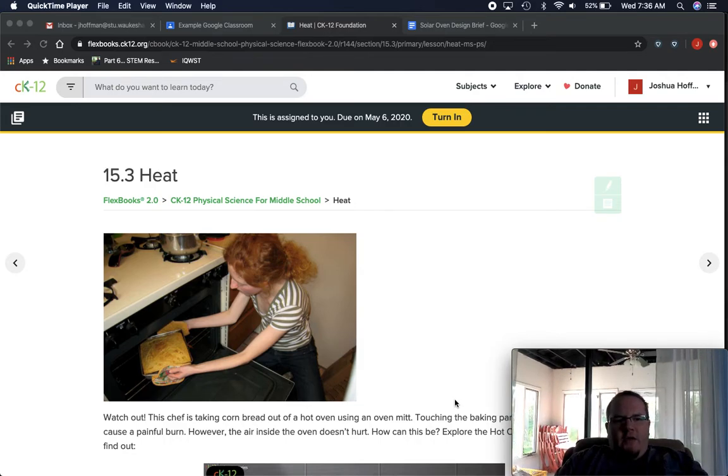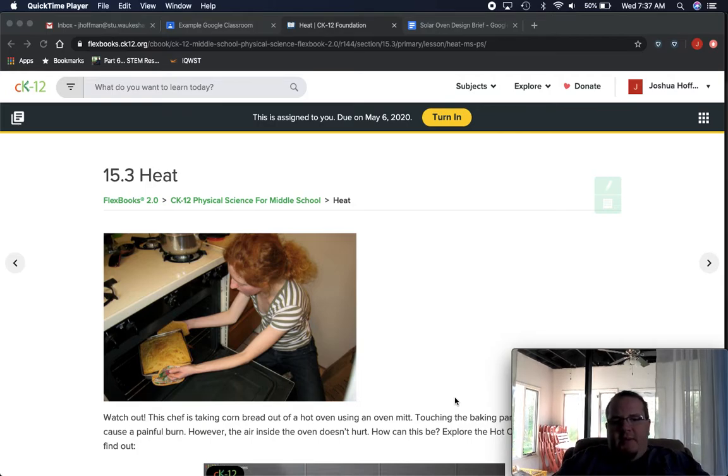Today we're going to move on to another reading from ck12, and today we're going to look specifically at the idea of heat. If you remember where we've been, we've talked a little bit about thermal energy, which is the total amount of kinetic energy that an object has, and we've also looked at temperature, which is then the average of all that kinetic energy amongst all those particles.